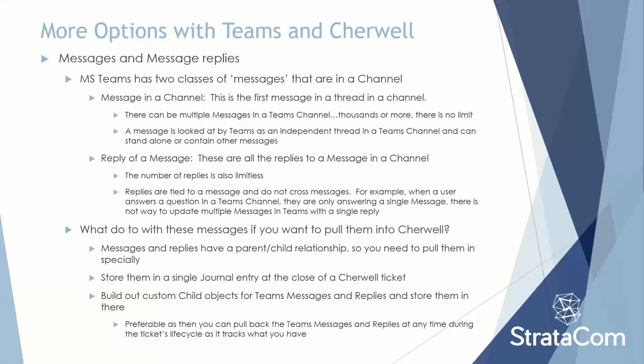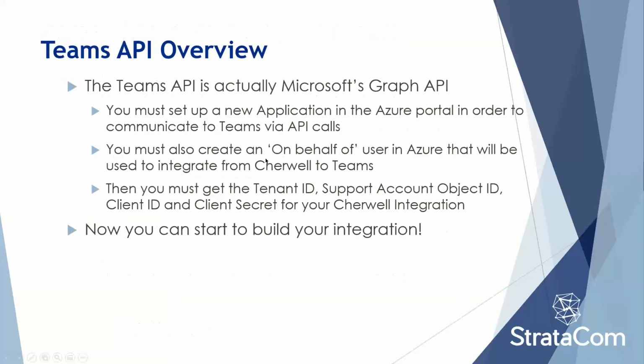I like the child object because you can pull them back at any time, and you're tracking what you've pulled back. So that's a good way to do that. The single journal entry at the end of the ticket also works well if you just want to pull it back one time. But I'll show you examples of both of those.